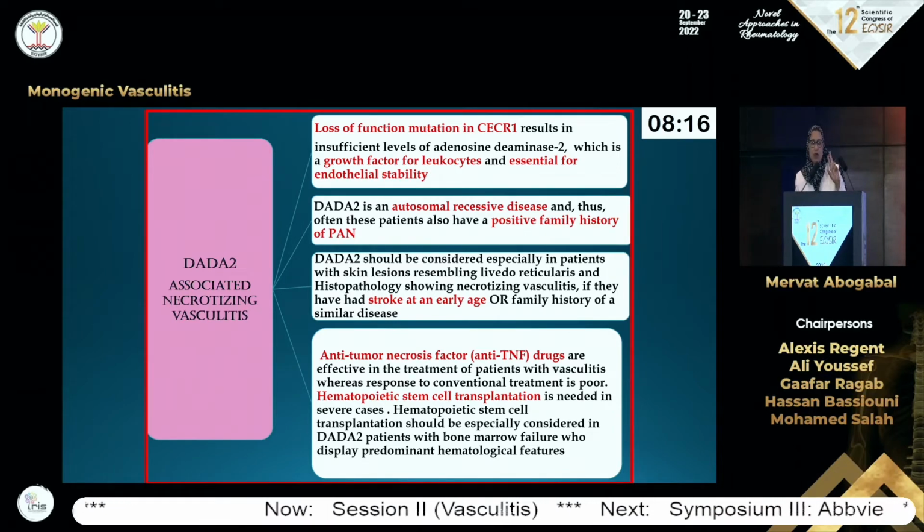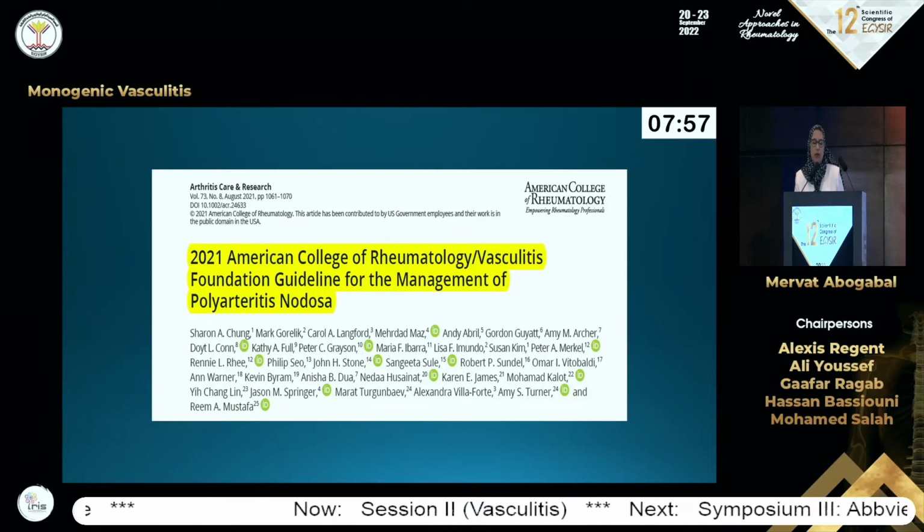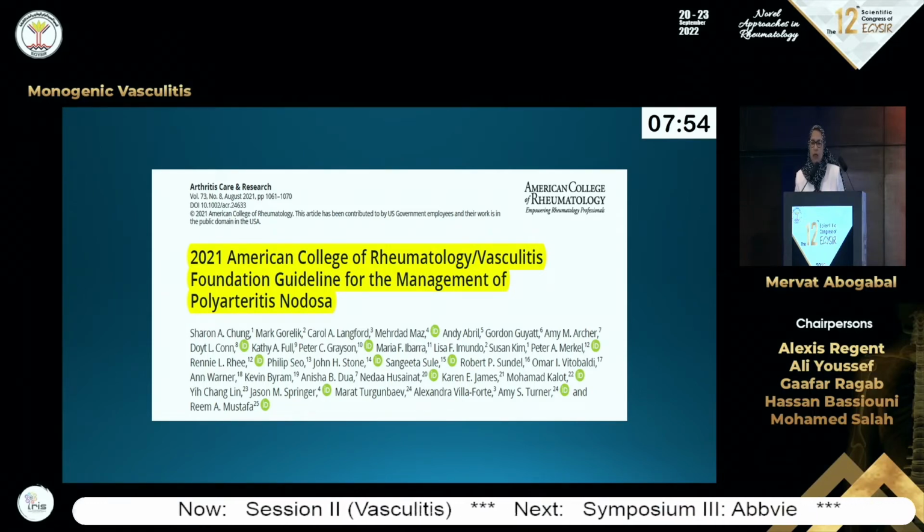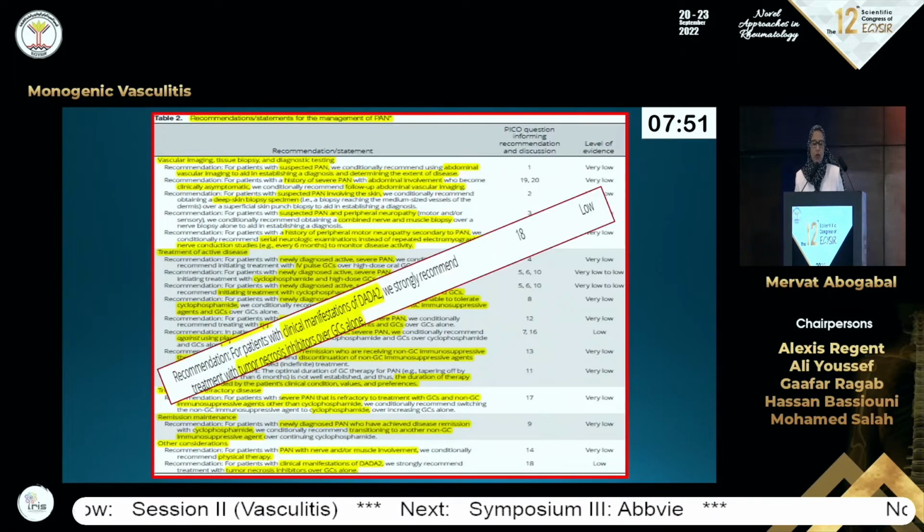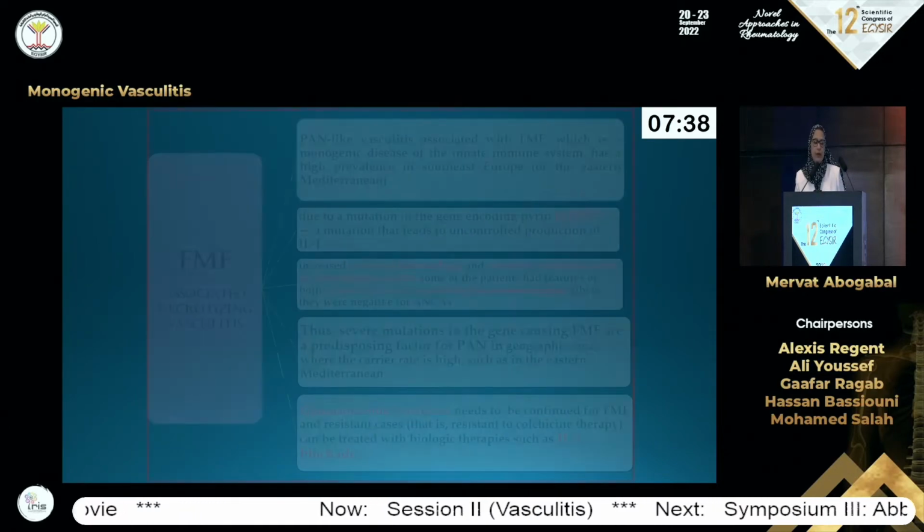These 2 points are considered as 2 red flags against the presence of polyarteritis nodosa in patients with necrotizing vasculitis resembling polyarteritis nodosa. The recommended treatment for DADA2 disease is anti-tumor necrosis factor drugs, and in resistant cases, hematopoietic stem cell transplantation. Even more, in 2021, according to the EGYSIR guideline for management of polyarteritis nodosa, they stated that in patients with clinical manifestations of DADA2 disease, they strongly recommend treatment with anti-TNF over glucocorticoids alone.